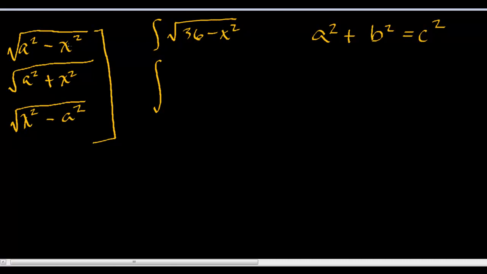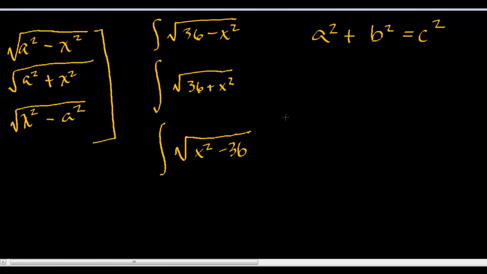Here we have x squared over here. Here there's a plus sign in front of it. And here we have the x squared at the beginning. Okay, so the approach would be to draw the triangle first.